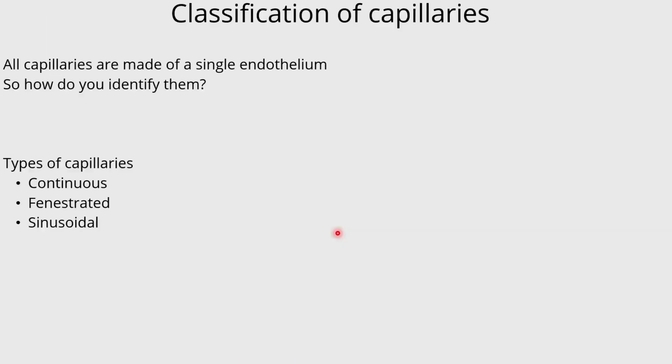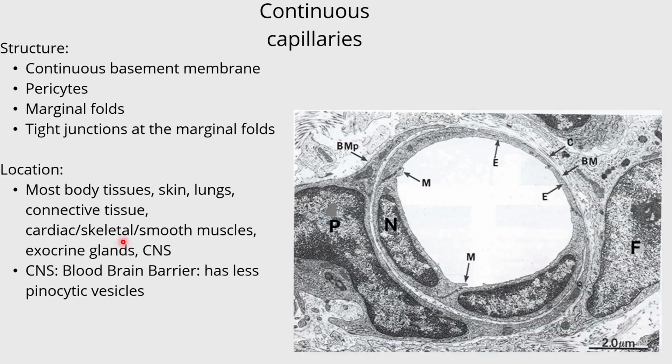Now how do we classify capillaries? Our capillaries only have a tunica media with a single endothelium. So how can you classify them? We can classify them further into continuous, fenestrated, and sinusoidal.